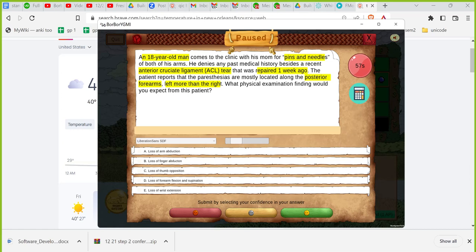And so ACL ligament tear, repaired 1 week ago, and the patient reports the paresthesias are mostly located along the posterior forearm. So now we have paresthesias in the arm, and we have an anterior cruciate ligament tear in the leg, right? Yes. So the question becomes, why do we have pins and needles in both arms?